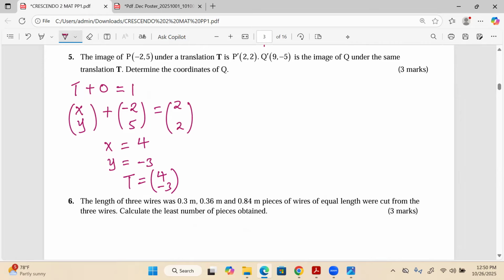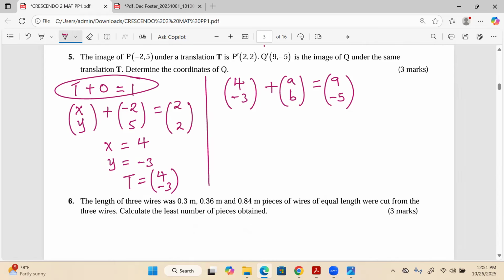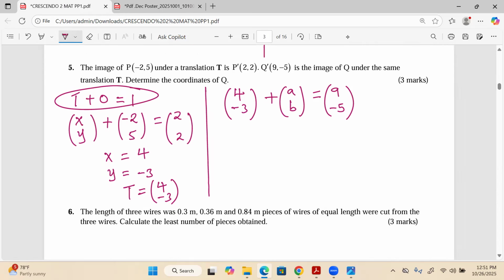With the translation vector, ladies and gentlemen, we are now supposed to proceed and relate it to Q. The coordinates of Q are not known, but when we take (4, -3), the translation vector, plus (a, b), the column vector of Q, we should get the image of Q, (9, -5). Therefore, 4 plus a equals 9, meaning that to remain with a, 9 minus 4, which is 5. -3 plus b equals -5, so to remain with b, -5 plus 3, which is -2. So the coordinates of Q shall be (5, -2).